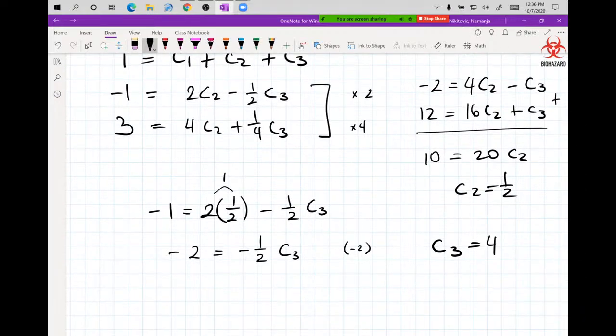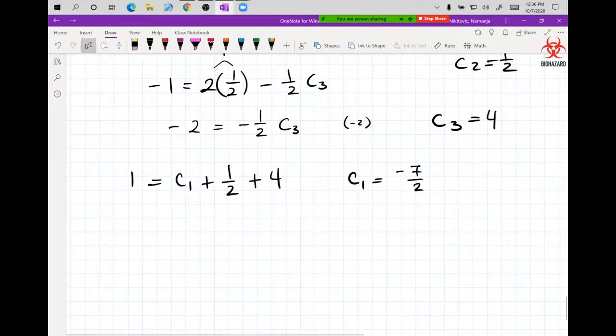Now you have the first equation: 1 is equal to c1 plus a half plus 4. And from there, c1 is negative 7 halves. That's negative 3.5.